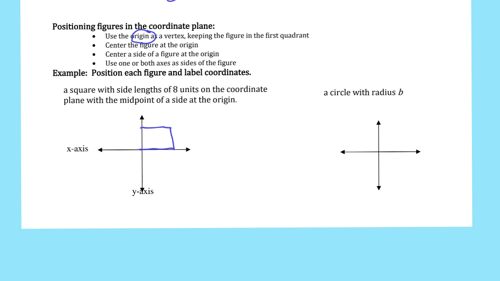We need to make a square. Okay, so all the sides should be congruent. And we want the side lengths to be 8 units, and we want the midpoint of one of the sides at the origin. Okay, so the midpoint. So let me erase this little stinker. Here we go.